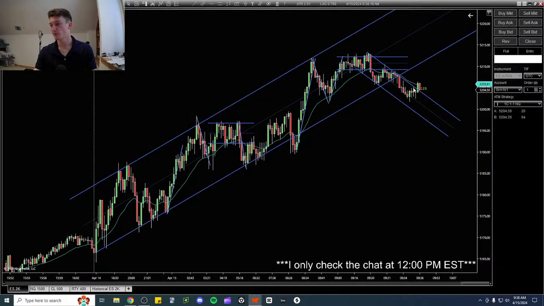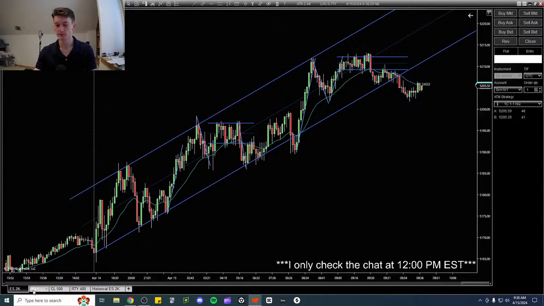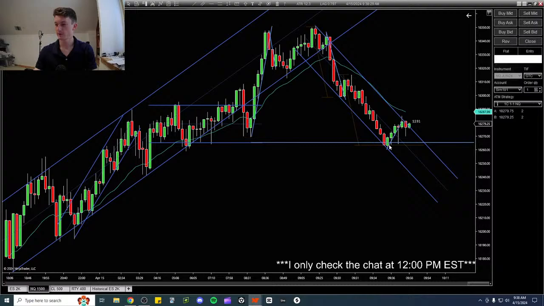On the ES, you similarly could get a second entry short, but this downtrend is probably not correct here. Kind of moving sideways on the NQ, so this downtrend might not be correct either. Just have to wait and see.